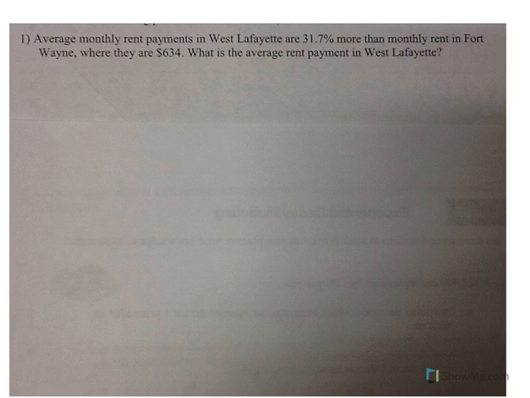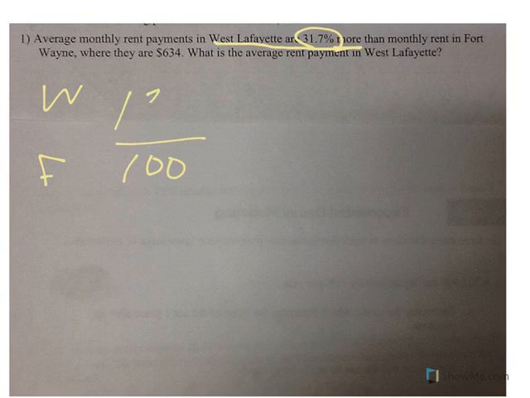Okay, now the way I see this, I'm comparing West Lafayette to Fort Wayne. And it says that West Lafayette is 31.7% more. Well, if Fort Wayne is 100%, and West Lafayette is 31.7% more, I would add that to 100. So I would get 131.7, and that's half of my proportion.